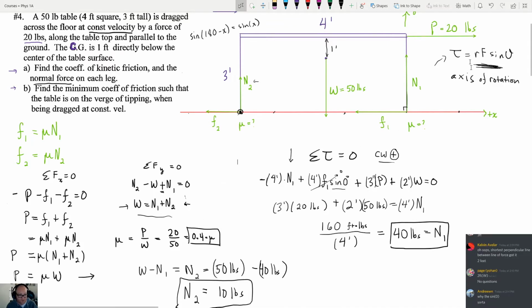Sort of. I mean, this is the definition that we're using, right? You take a distance from the... so remember what these things represent, Andrew. R is the distance from the axis to where the force is. Would you agree that that's 4 feet for F1? Can you see that part?